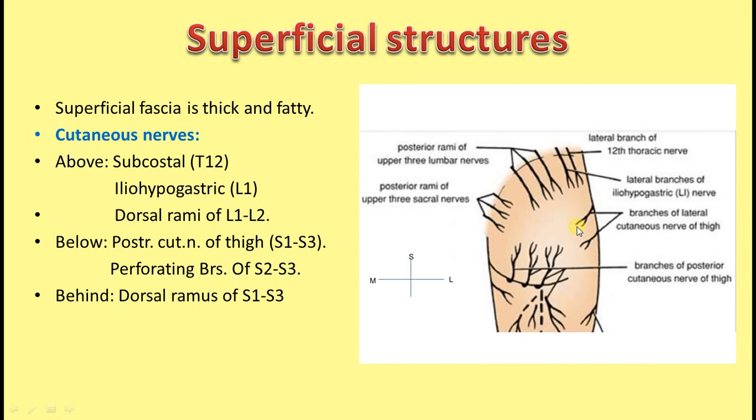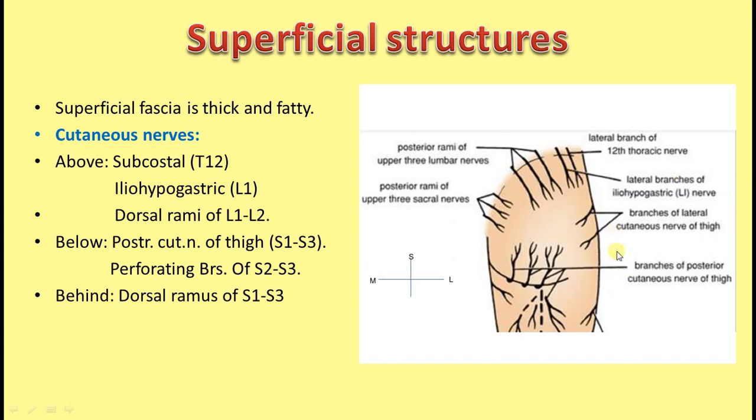So these are all the branches which are supplying the superficial area, that is the skin and superficial fascia of the gluteal region. T12 iliohypogastric, followed by the lumbar nerves, posterior rami L1, L2 and sometimes L3 also comes into action. Then sacral nerves through its perforating branches and directly dorsal ramus, S1, S2 and S3. Then you have the posterior cutaneous nerve of thigh, again S1, S2, S3.